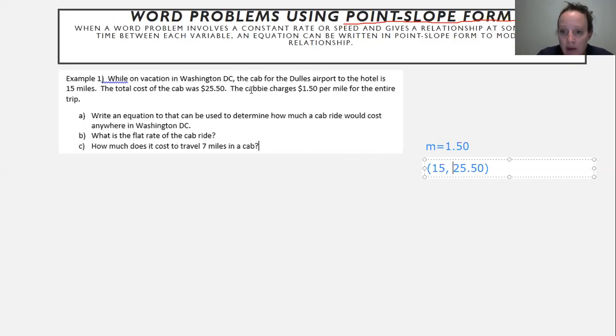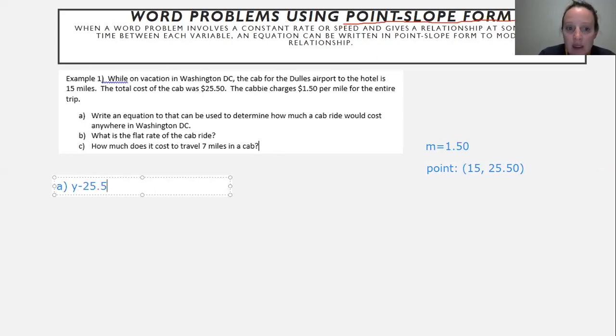And I might come over here and I might write point. So there is our slope, point slope. That's all we need to do this problem. So now let's come over here and write A. So A is y minus 25.50, because that's y1, equals my slope of 1.50 times x minus x1, which is 15. And there it is. That is our equation.